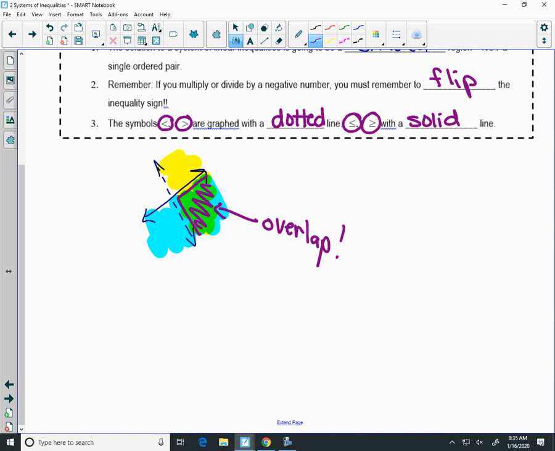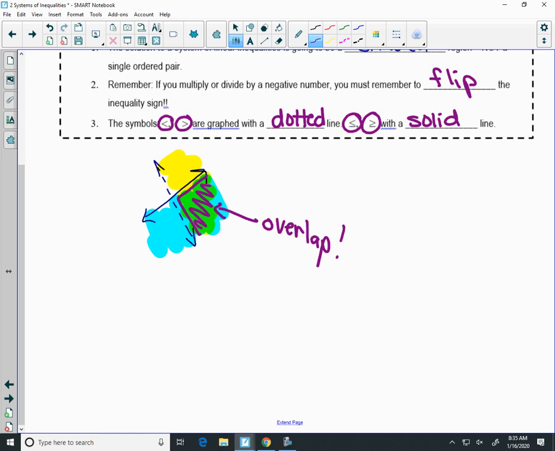If you are willing to put these into Desmos, you don't have to remember those rules. Because Desmos will graph the dotted line for you. Desmos will graph the solid line for you. Desmos will graph the shaded region for you. So you just have to be willing to put it in.